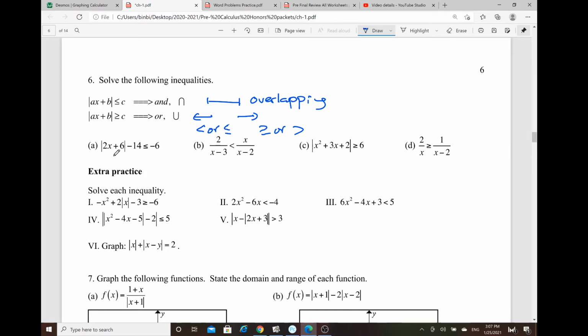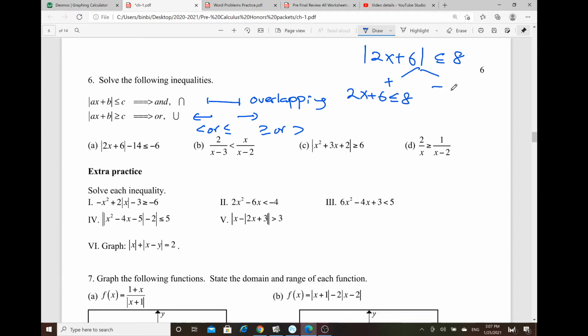A: the absolute value of 2x plus 6, minus 14, is less than or equal to negative 6. The way to solve this: first, isolate the absolute value. Take the negative 14 to the right-hand side, so negative 6 plus 14 is 8. From here, break it apart into positive and negative. For the positive, keep the exact same inequality: 2x plus 6 is less than or equal to 8.